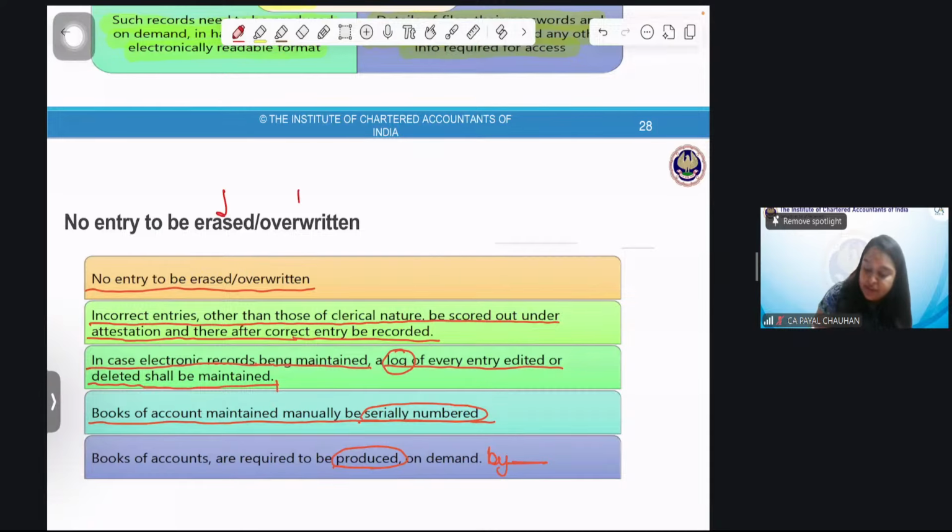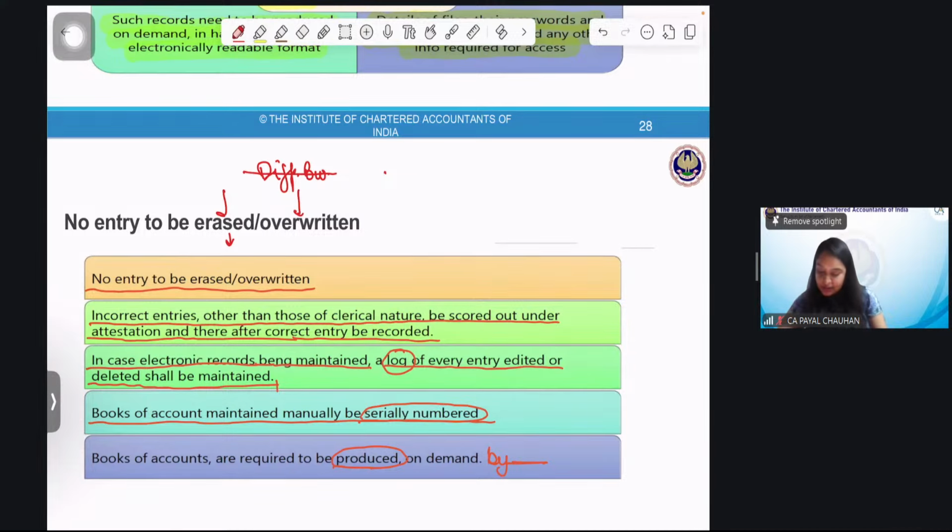Okay, difference between both. How will you say? Difference between both: erased means removed, it is not there at all. Overwritten means I have scrawled this out and then written something else. Wherever you erase, and sometimes when the pencil is not there and the pen is there which could not be erased, then we overwrite, right?